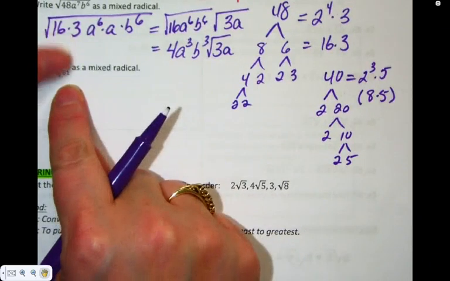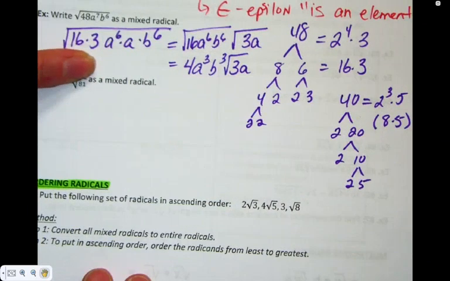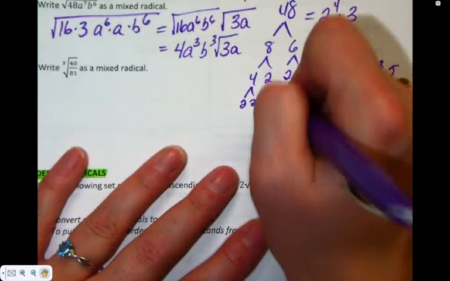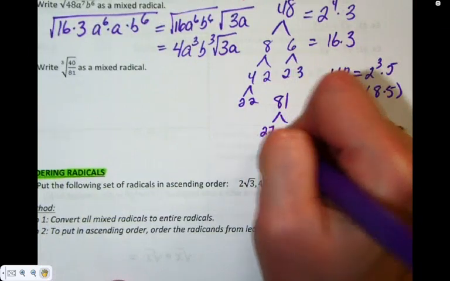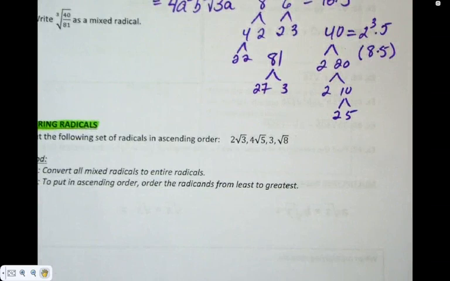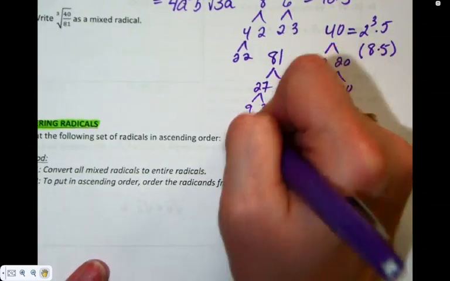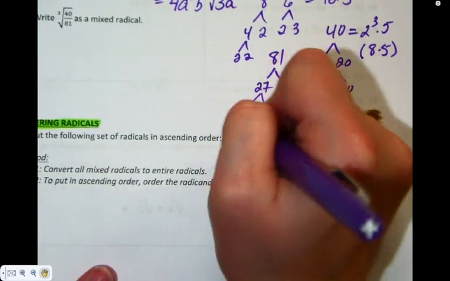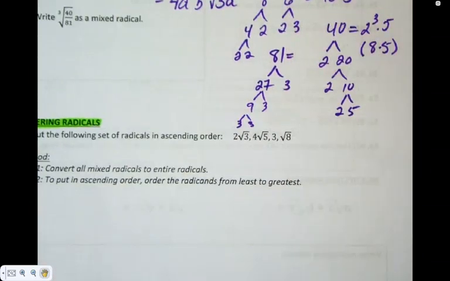Okay, well, what if the number was just 81? So now let's pretend the 40 wasn't there. If this was just the cube root of 81, what would we do with 81? We would prime factor 81. Sorry, 27 and 3. Nine and 3. 3 and 3. So how many 3s do I have? But how do I want to group them?